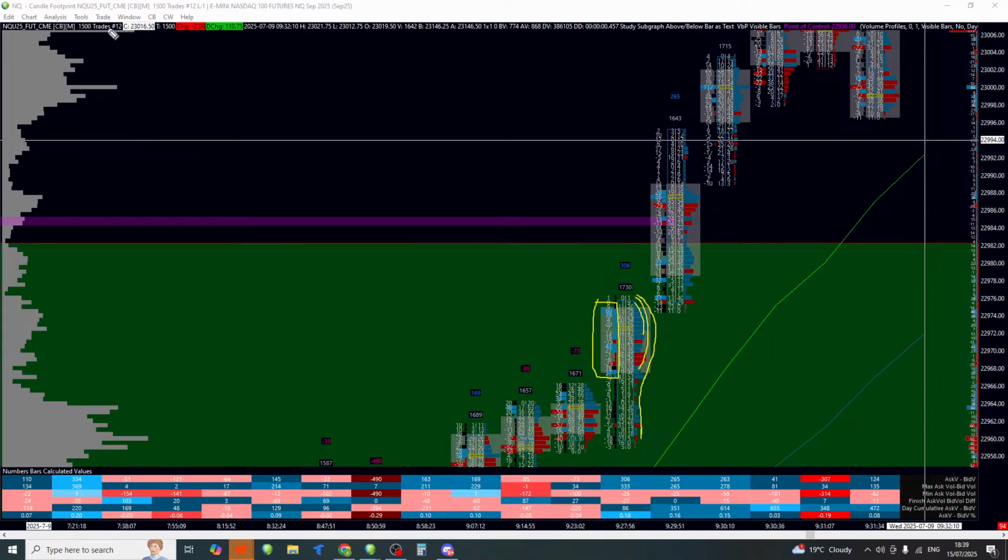This is a candlestick chart. It's not a time frame. This is 1500 volume. So what this does is it prints a new candlestick every time there were 1500 contracts traded, right? So anyway, this is a volume profile.